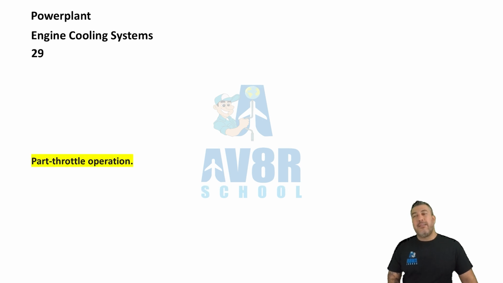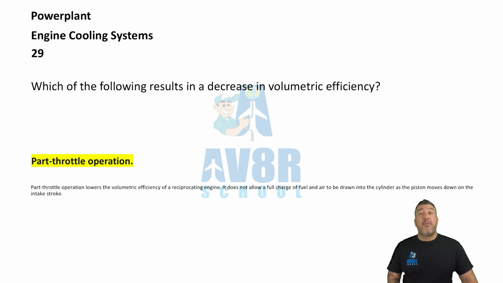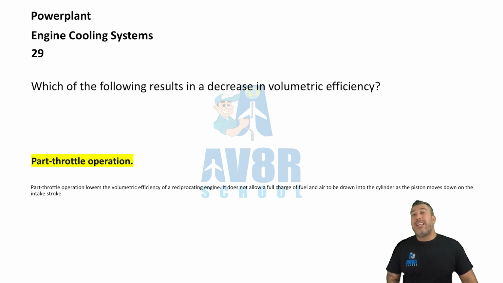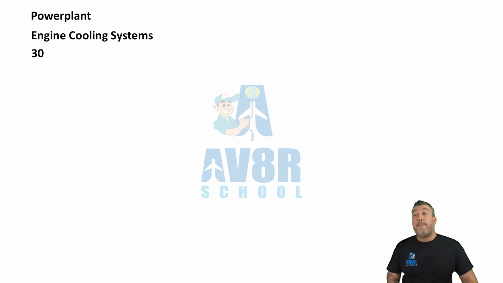Number 29, part throttle operation. Which of the following results in a decrease in volumetric efficiency? Part throttle operation.